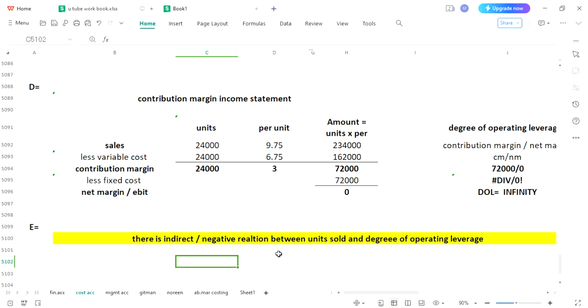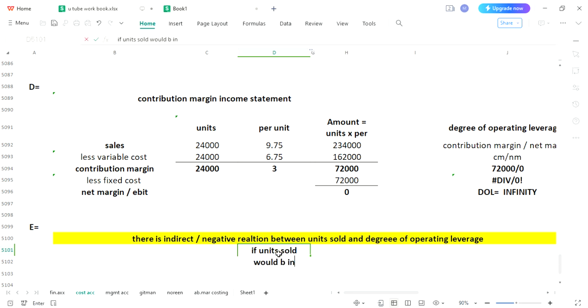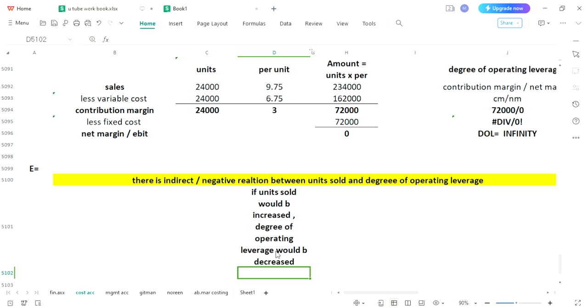In other words, you can say if units sold would be increased, degree of operating leverage would be decreased. So this is your relationship. If units sold would be increased, degree of operating leverage would be decreased.